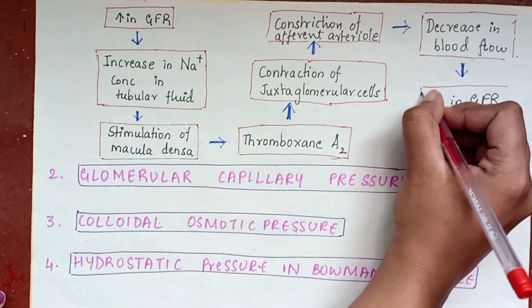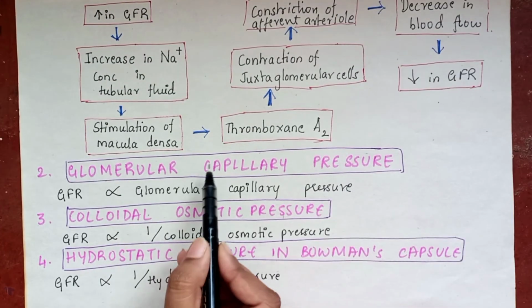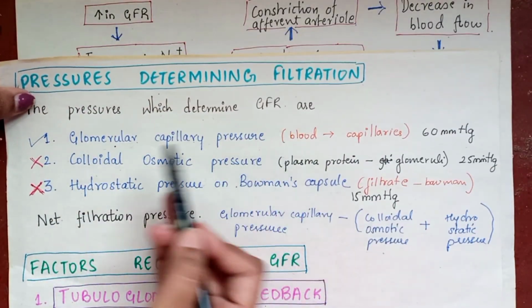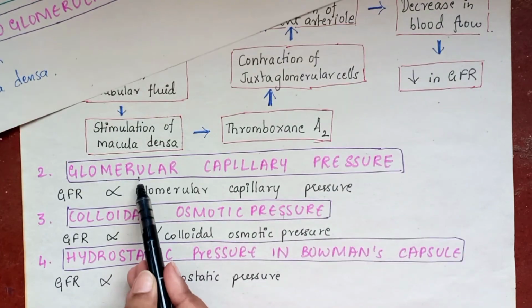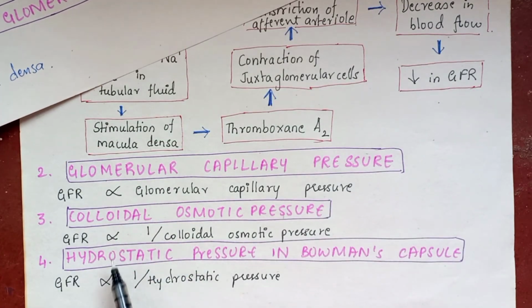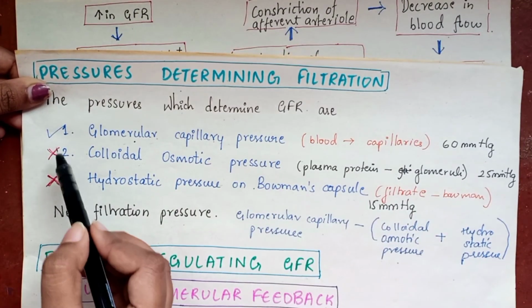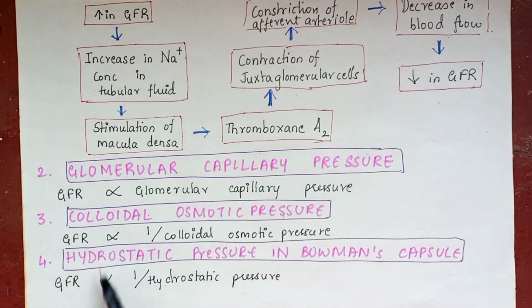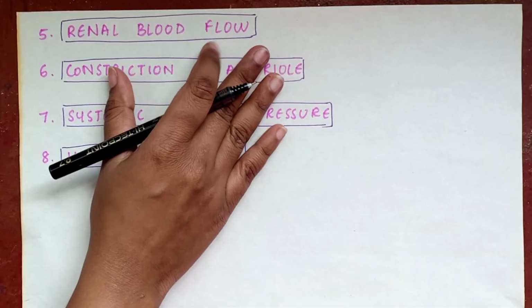The second is the glomerular capillary pressure. As we studied earlier, glomerular capillary pressure is in favor, so it is directly proportional. Whereas the colloidal and hydrostatic pressures oppose the GFR, so those are inversely proportional to the GFR. I hope you understand, you're getting what I'm saying.